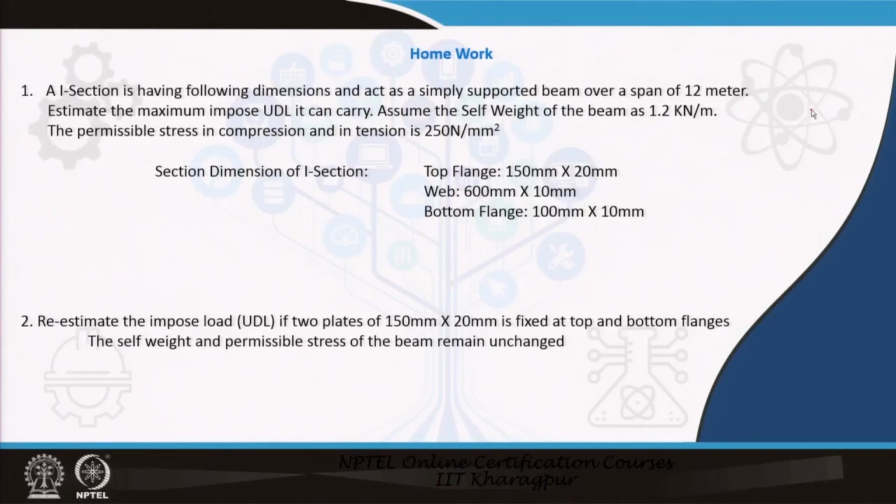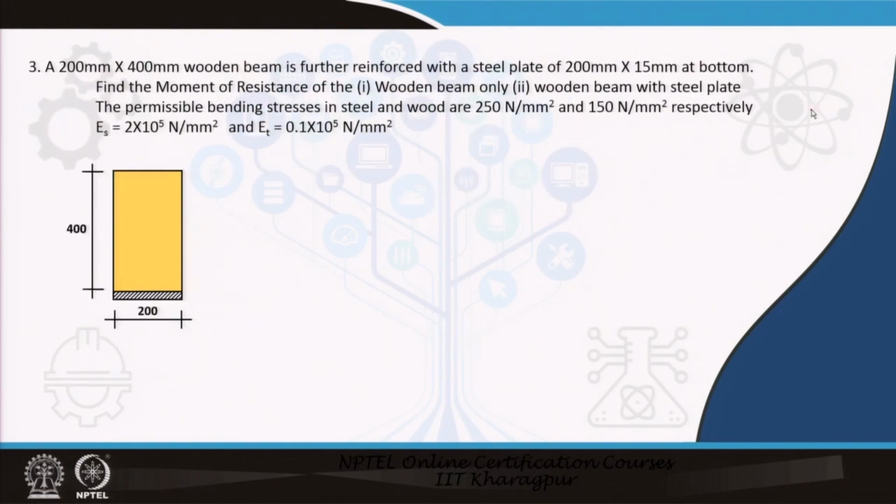So, I have given you 3 homework problems here. First is a composite section, and the second one is I sections, the flange sections, where you have to find out the moment of resistance of the I section and impose load and all. And in the second case, if you use two plates over that, then what is the change. And here also I have given you a similar problem, with a plate, but it is a single plate at the bottom. So, you have to find out the stress in the wooden beam and the stress in the steel plate, and also at the junctions of the steel plates.